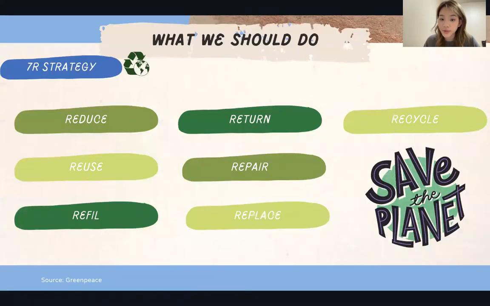Furthermore, to solve the plastic pollution, Greenpeace suggests that consumers should apply 7R strategy to solve this problem at the root cause, which include reduce, reuse, refill, return, repair, replace, and recycle. With this strategy, it may not significantly reduce the amount of waste, but if all people are willing to apply this strategy together, there will be a little waste sent to the landfill.